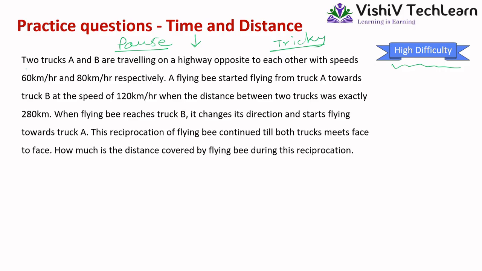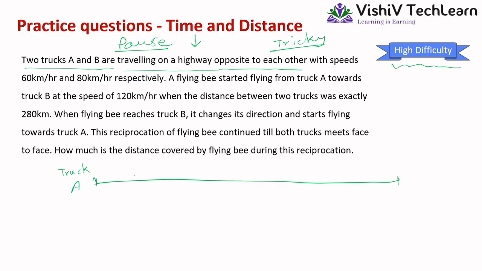What the question is: two trucks A and B are traveling on a highway opposite to each other. So these two trucks are traveling opposite to each other. Let's consider this is the distance. Let's say here we have truck A and here we have truck B. This truck A is traveling in this direction, truck B is traveling in the opposite direction of truck A. This is given, and speeds are also given, 60 and 80. Let's say this is having 60 km per hour speed, and this truck is having 80 kilometers per hour.